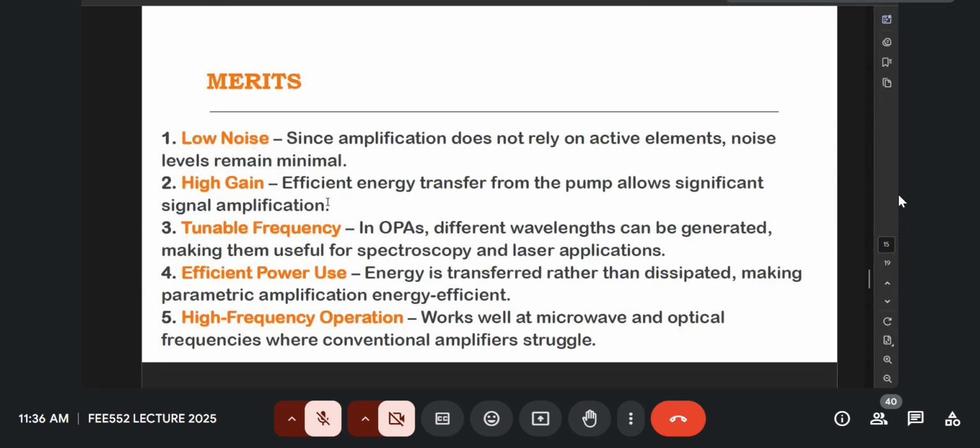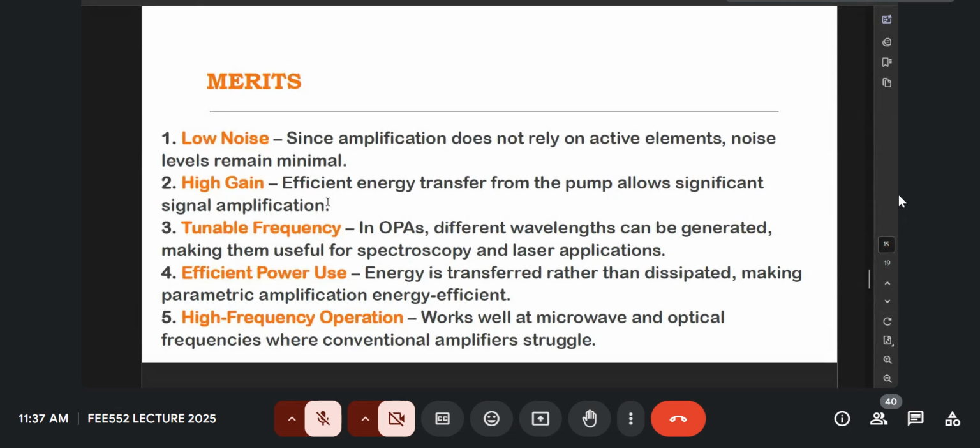We have another merit, which is high gain. Efficient energy transfer from the pump allows significant signal amplification. We can also tune, because the inputs are modulating the capacitance at the pump signal and the input signals. We can actually tune these frequencies to come up with the desired output. So in that regard, they can be used in spectroscopy and also laser applications.